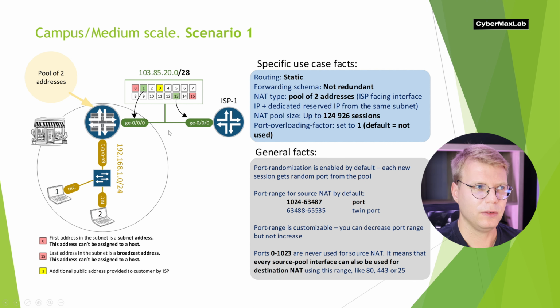It gives us this scenario. We can create a pool containing 2 addresses, one interface address and another random address from the same subnet. So it will give us a total of 2 addresses, which will give us 124,000 sessions as a pool size. We don't use port overload factor in this scenario.